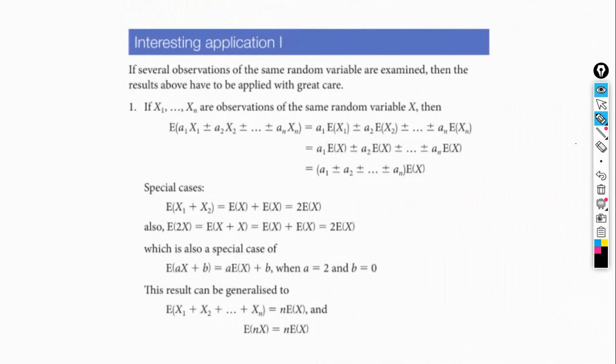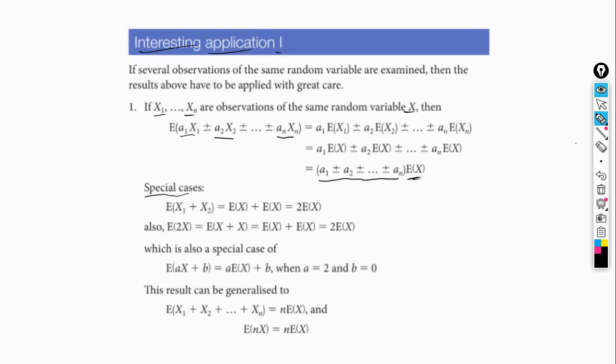So in the next slide, you're going to find something that is called an interesting application 1. And basically it's this. If x1 all the way to xn are observations of the same random variable x, then this relationship is true. The expected value of a1 times x1 plus or minus a2 times x2 plus or minus all the way to an times xn would equal this here. In other words, the sum or subtraction of the constants that multiply each random variable x times the expected value of x.